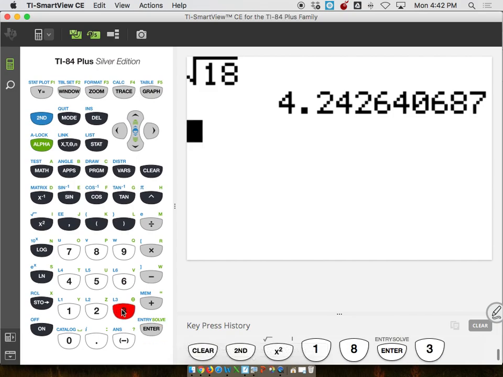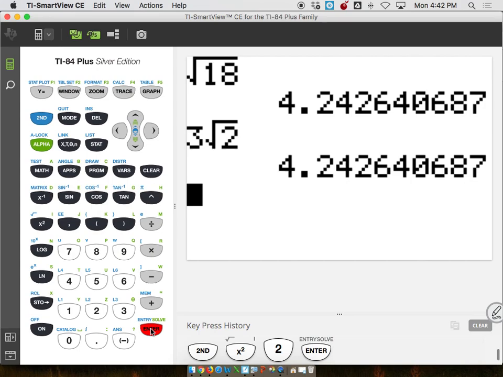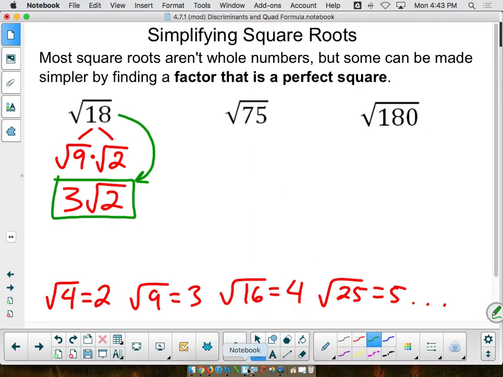And sure enough, if we go to the calculator and I type in 3 square root 2, I'll still get that same decimal. So they are equivalent, they are saying the same thing, but we want that number inside, underneath the square root symbol, we want that number to be as small as possible.